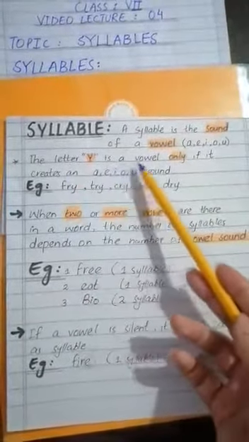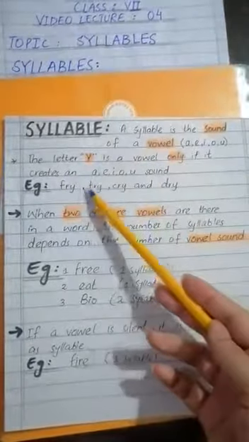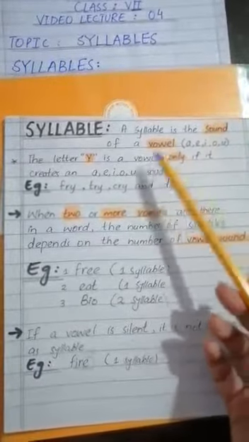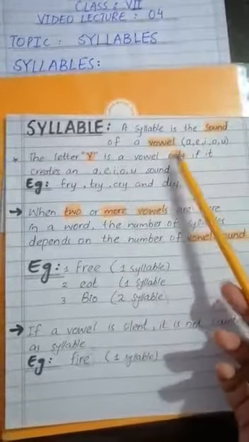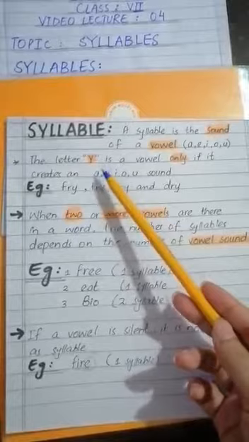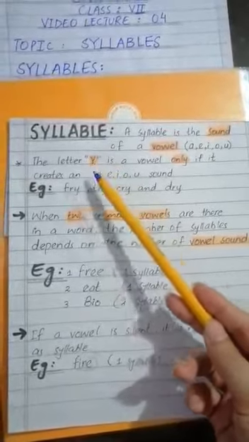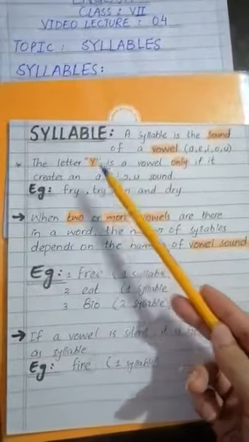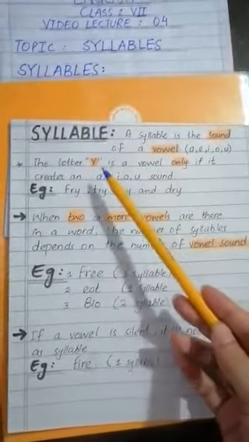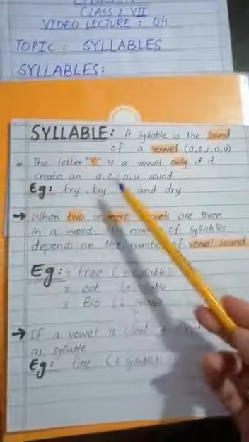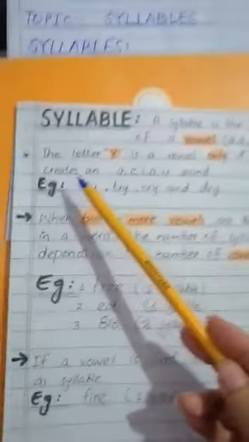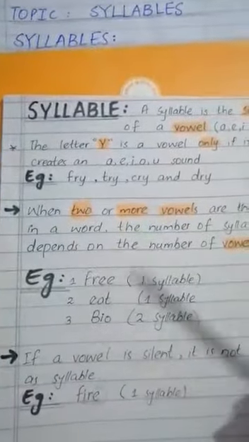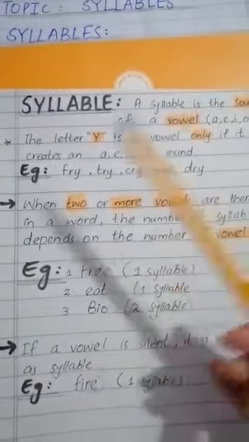The letter Y is a vowel only if it creates an I, E, O, U sound. Now when I say that a syllable is a sound of a vowel, Y is not a vowel, but in some cases Y also produces a sound of a vowel. For that reason, it can also be counted as a syllable. Okay. For example, here we have fry. Now see, in fry it produces a sound of I, which is a vowel, okay?